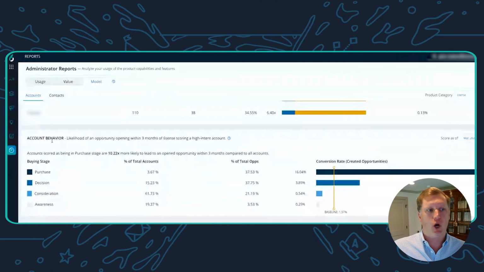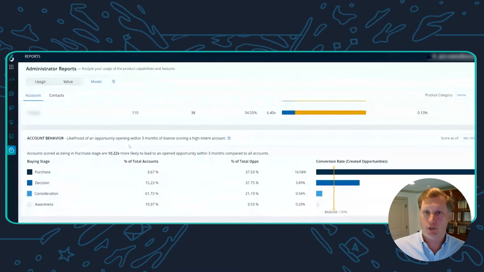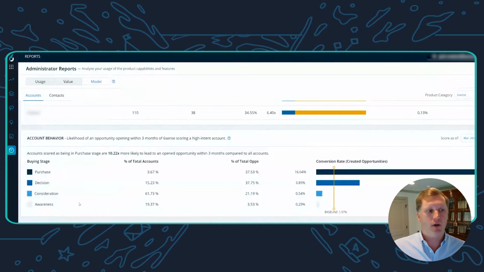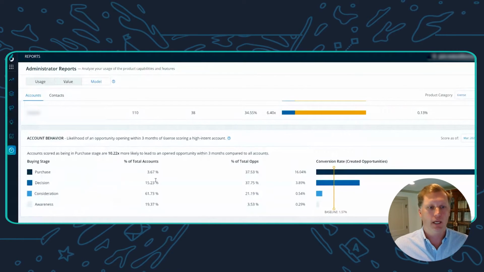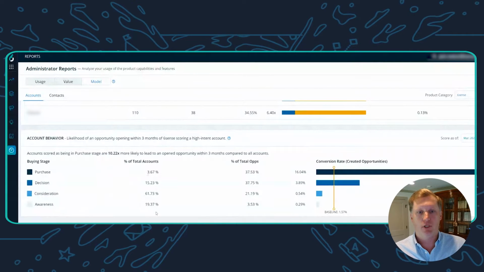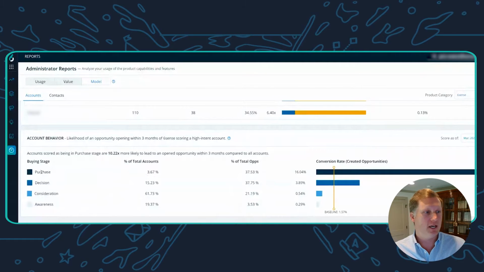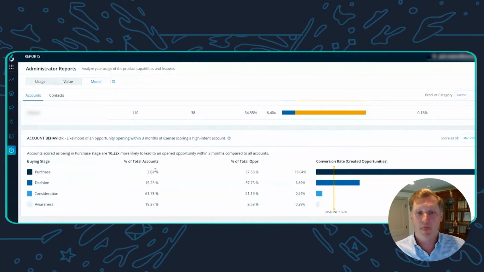And this is really showing us the likelihood of an account to convert to an opportunity within the next 3 months. So you can see here on the left, it breaks this down to 4 6sense buying stages: awareness, consideration, decision, and purchase. And it shows you the percentage of accounts in each one of those stages within your CRM and the percentage of opportunities within each of those stages. So for example, we can see here, accounts in the purchase stage make up less than 4% of the accounts in our CRM, but almost 40% of the total ops.